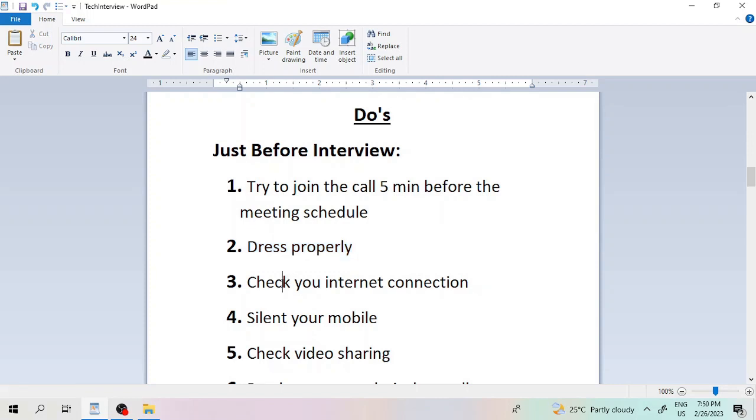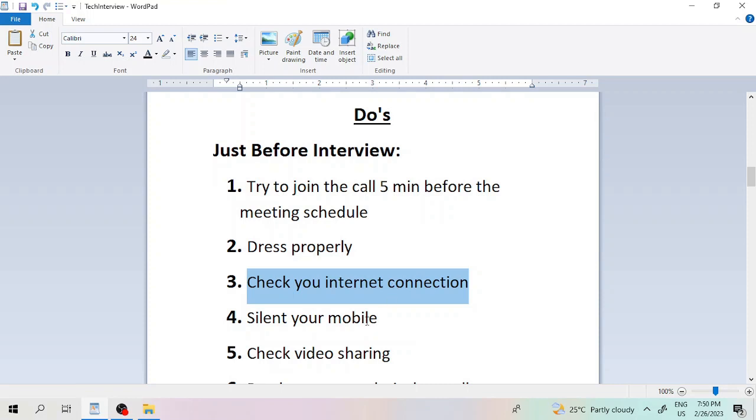The third is, before joining the interview, check your internet connection, whether the internet is working fine or not, and what the internet speed is. These things are very important. Otherwise, while the interview is going on, you will face a lot of challenges. Sometimes you will not be able to hear the interviewer's voice, or the interviewer will not be able to hear your voice because of network connectivity.